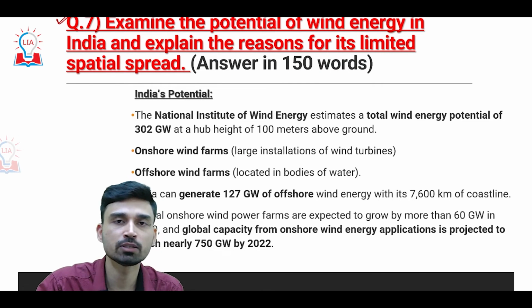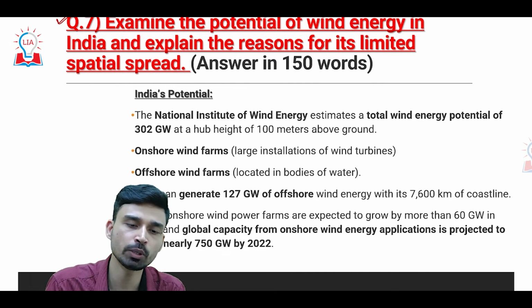Then the next question is question number 7, where it has been directly asked to examine the potential of wind energy in India and explain the reason for its limited spread.